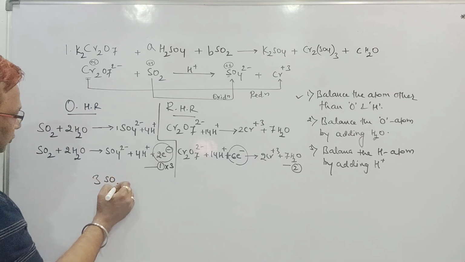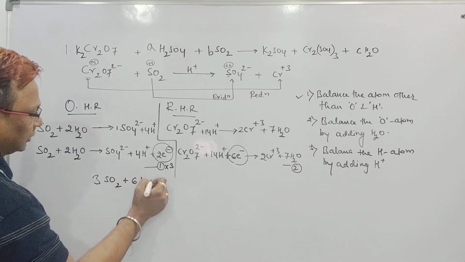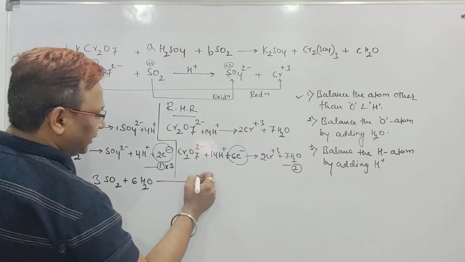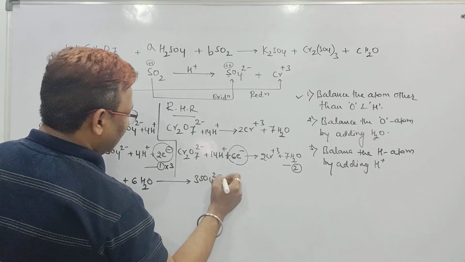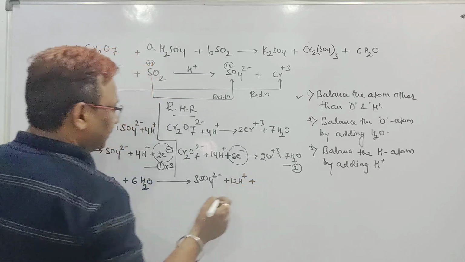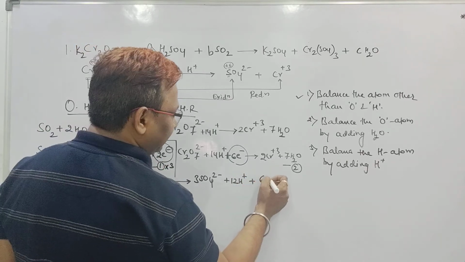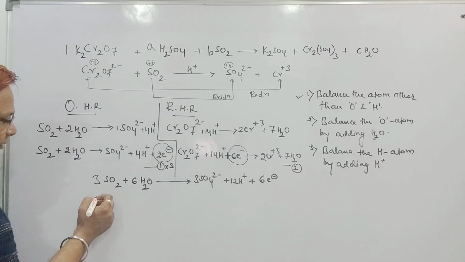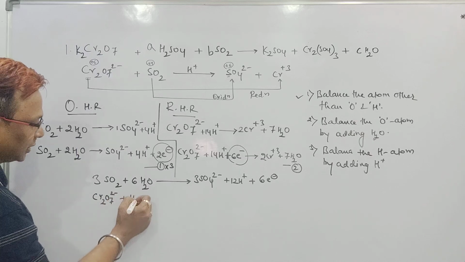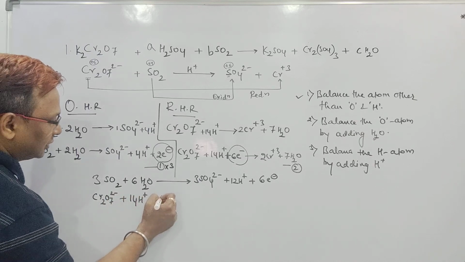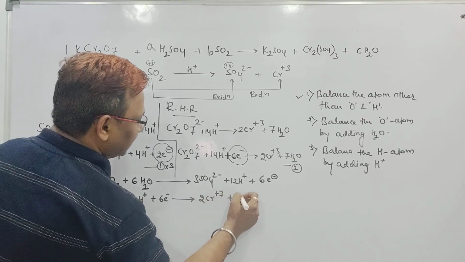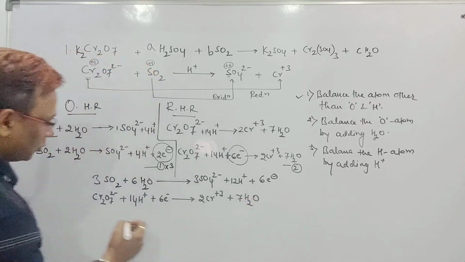3 moles of SO2, 6 moles of water. See beta, 3 2s are 6 water. It gives 3 moles of sulfate ion. Then beta, 4 into 3, 12 moles of H plus ion. Then beta, 3 2s are 6 moles of electrons. Here the same thing is there. What is that? Cr2O7 2 minus plus 14H plus, 6 electrons, gives 2 Cr 3 plus, 7 H2O.